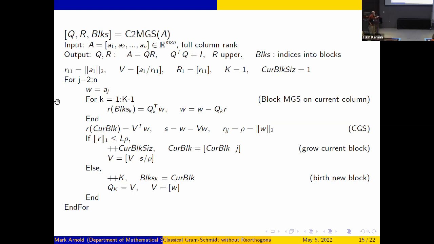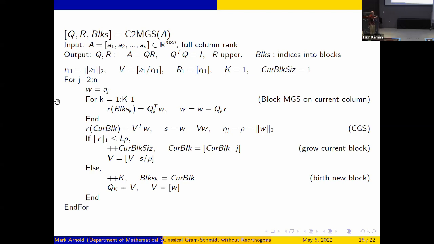And again, if I satisfy this L criterion, then I update my current block size. That is, I make my current block bigger. I add the current column that I'm in to the current block index, and I update this V matrix. So V stands for the columns of Q in the current block. I don't code it this way, but I thought it'd be easier for people to understand. Looking at the code, V is Q sub K plus 1, but it hasn't been called that yet.